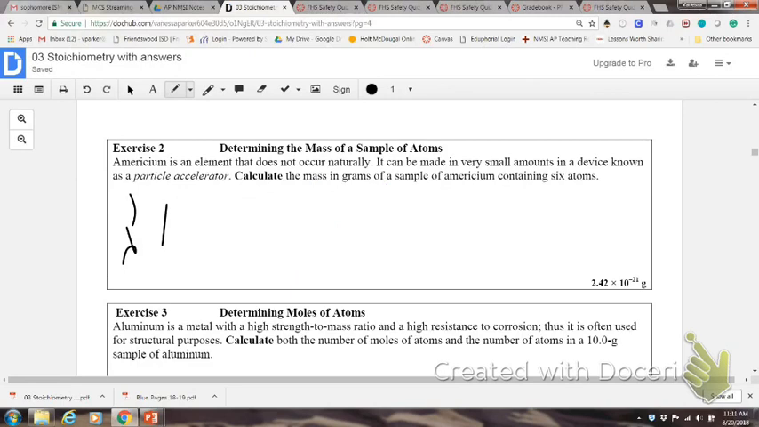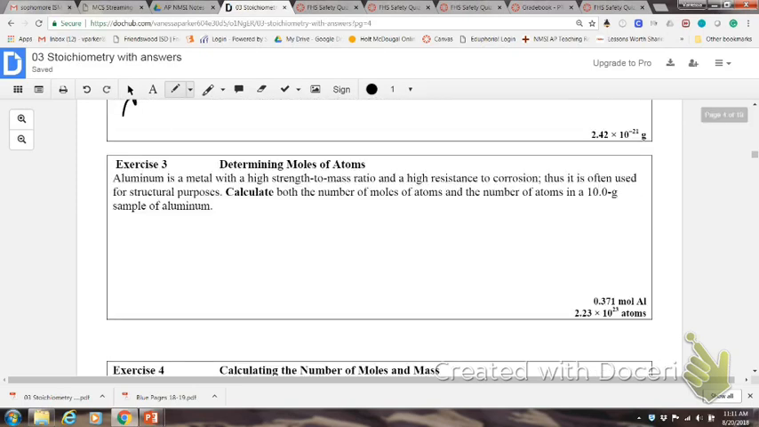Okay, so one more by yourself. See if you get those answers. This is an example of how AP likes to break it down. You could do that all in one step, but it asks you to solve for moles and then to solve for atoms. Okay, so for aluminum, you're going to start with the 10 grams, right?